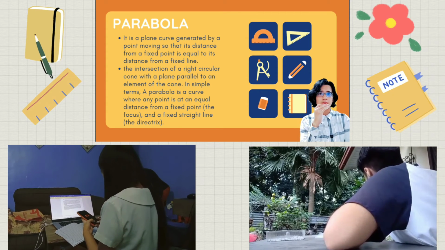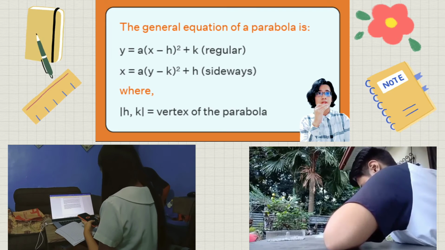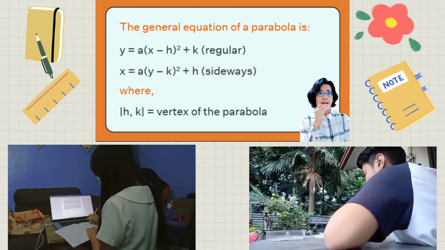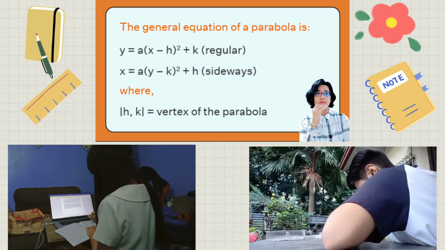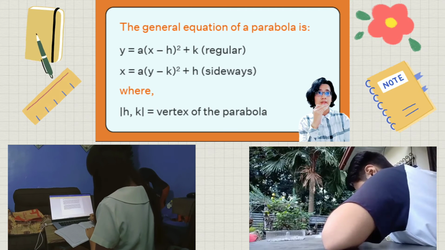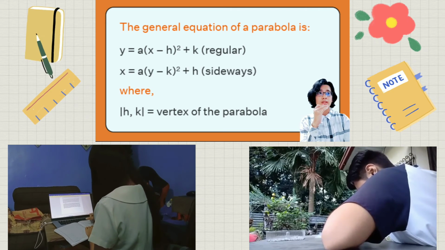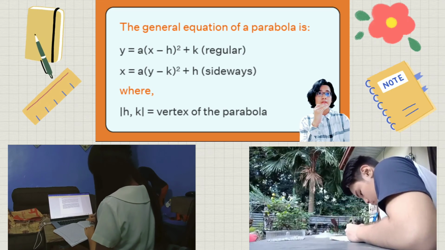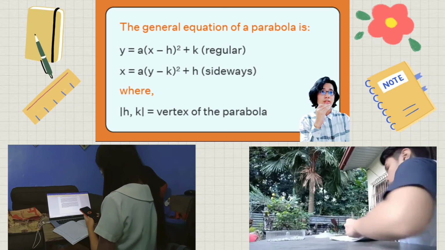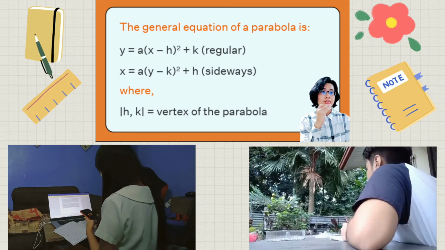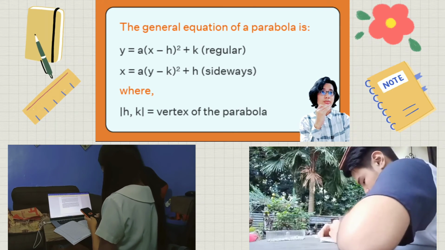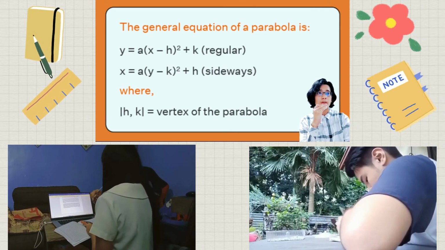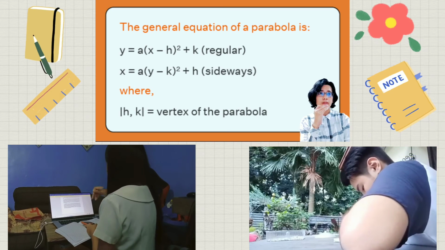What are the general forms of a parabola? There are two general forms of a parabola. The first general form is ax squared plus dx plus ey plus f equals 0. If x is quadratic, the parabola opens up or down. The second general form is by squared plus dx plus ey plus f equals 0. If y is quadratic, the parabola opens to the left or to the right.